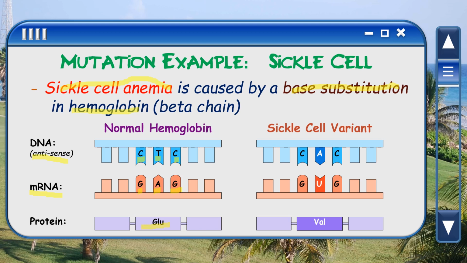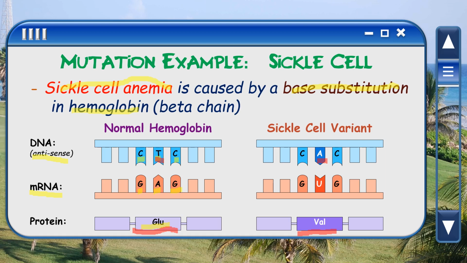Now, if there is a mutation taking place, resulting from base substitution, instead of having thymine, we substitute it with adenine. So now we shall have our bases as cytosine, adenine, and cytosine. Now what will be encoded on the messenger RNA will be guanine, uracil, and guanine. So now the amino acid which is going to be encoded is valine. This is different from glutamic acid, so we are going to form a different amino acid.